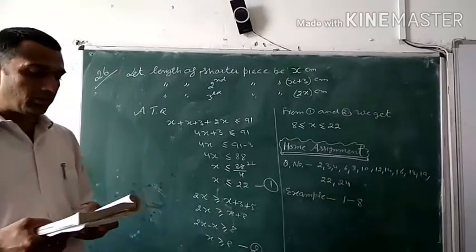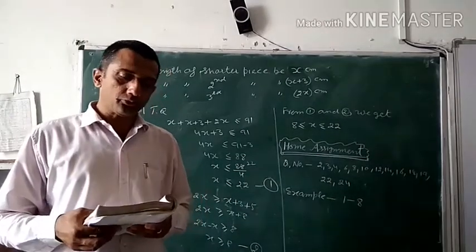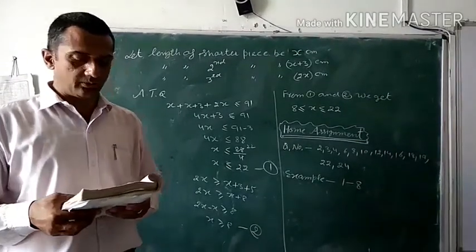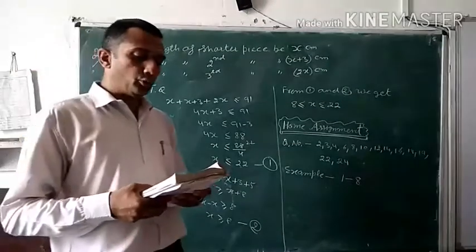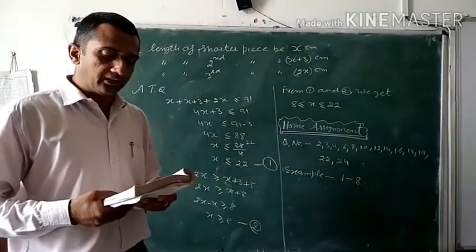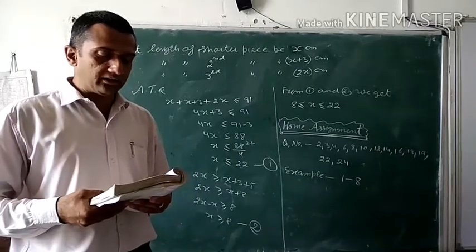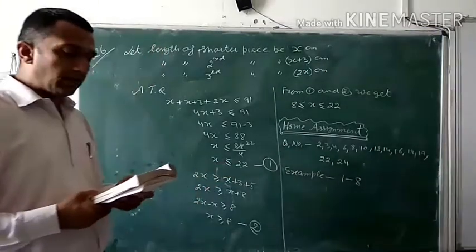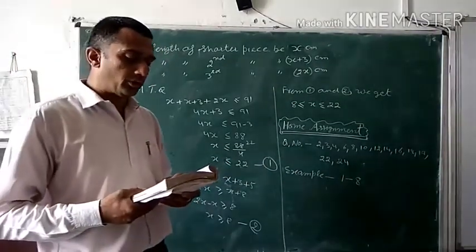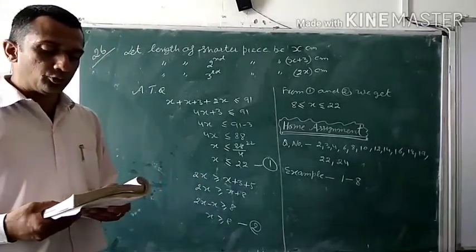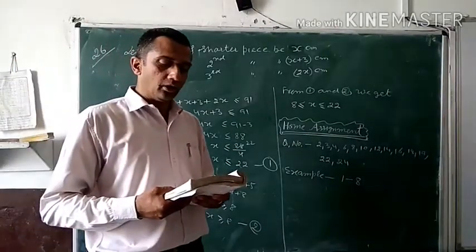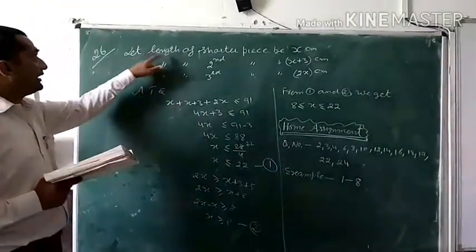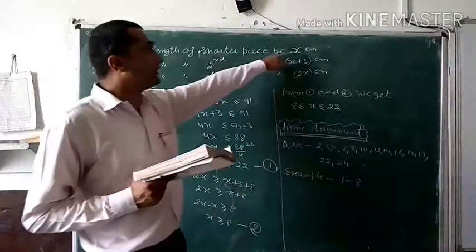Next, question number 26: a man wants to cut 3 lengths from a single piece of board of length 91 centimeter. The second length is to be 3 centimeter longer than the shortest, and the third length is to be twice as long as the shortest. What are the possible lengths of the shortest board if the third piece is to be at least 5 cm longer than the second? So first of all, assume that the length of the shorter piece is x centimeter.